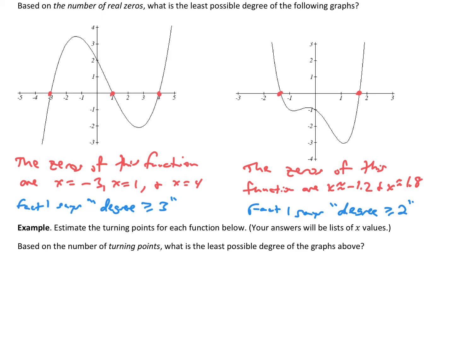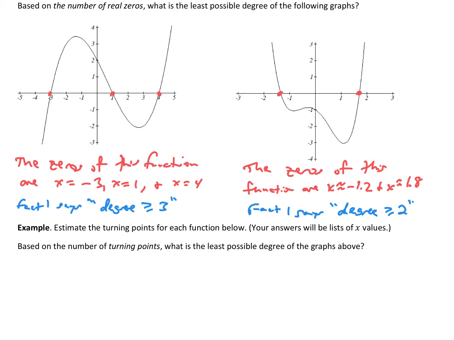So you can see I've marked up the zeros in red on these two graphs, and then I've translated what fact 1 says. Fact 1 just says the degree of the polynomial has to be at least the number of zeros. So since the graph on the left has 3 zeros, that tells me that that polynomial must have degree at least 3. And since the one on the right has 2 zeros, that tells me the degree of the polynomial on the right is at least 2.